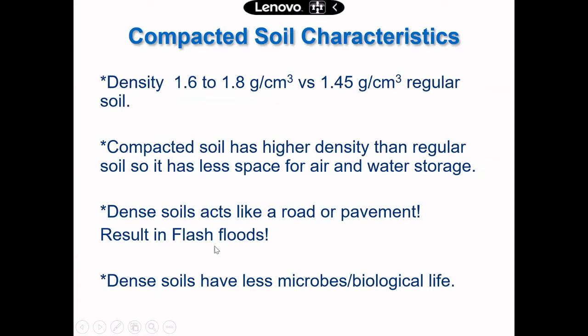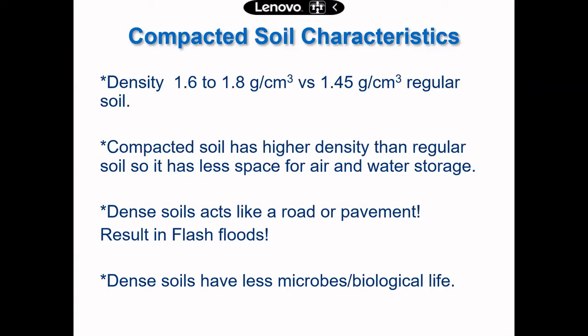So compacted soil, if it has a density of 1.6 to 1.8, just means it has a higher density. It doesn't allow as much space for air and water. Many times our dense soils act like a road or pavement and result in flash floods. We're starting to see that in a lot of our ditches. Right after a 1-inch or 2-inch rain, we immediately see the water in the ditch come up quite abruptly, but it doesn't last real long, and then it'll go back down. That's what we call flashiness or flash floods.